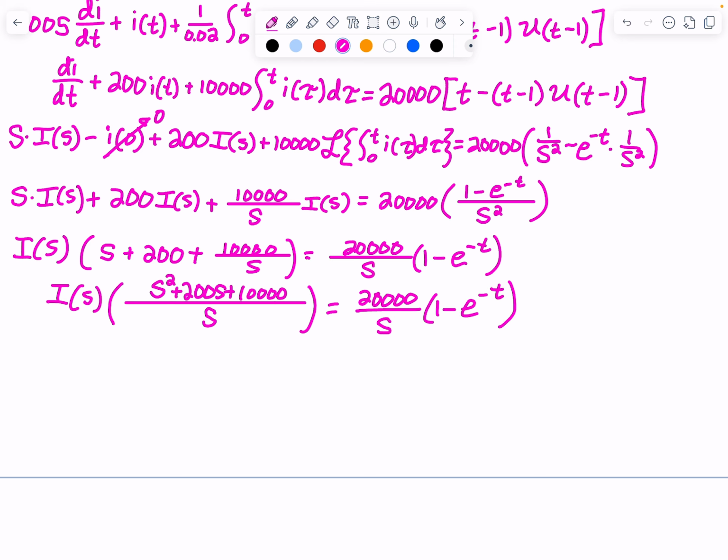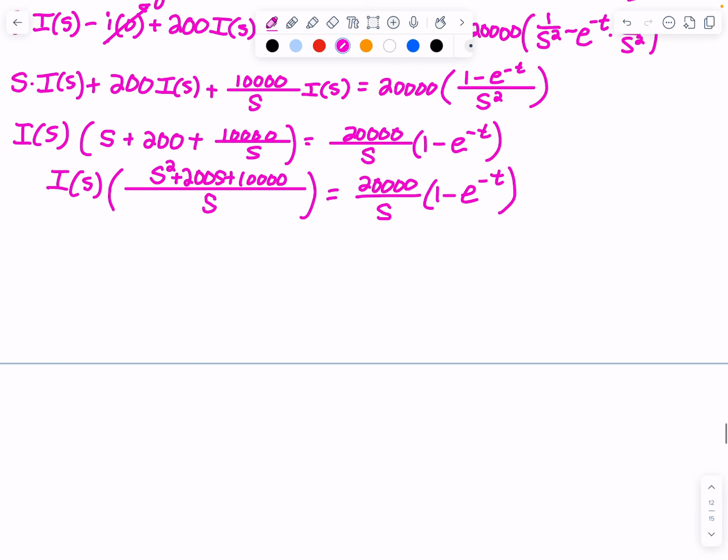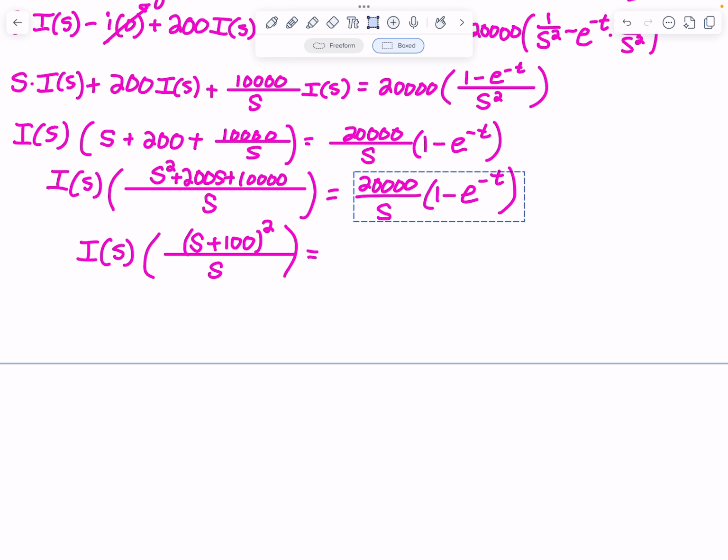Things have worked out in our favor. Actually, we should do one more thing. Capital I of s. And then the thing here is that the top actually factors to s plus 100 squared over s. And then nothing changes over here.